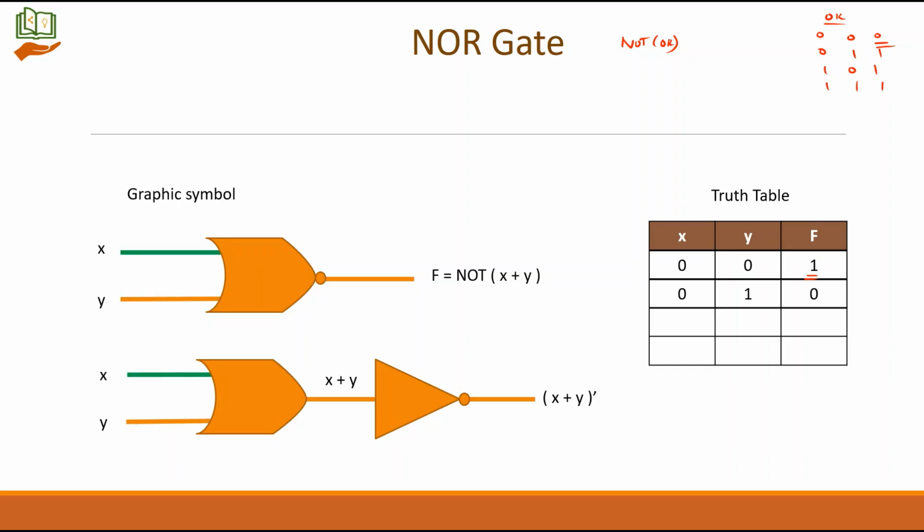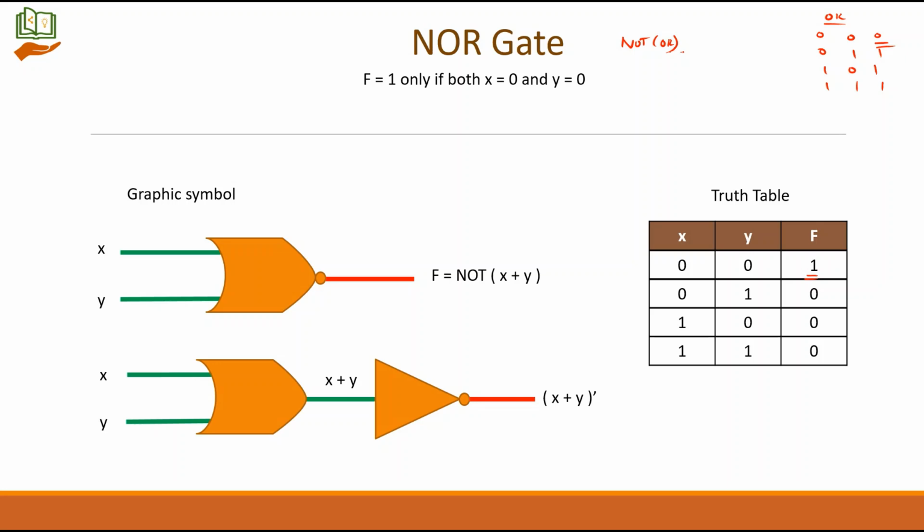X is equal to 1, y is equal to 0. 1 plus 0 will give you 1. Inverting 1, you will get 0. 1 NOR 0 will give 0 as the F value. What about x is equal to 1 and y is equal to 1? 1 plus 1 will give you 1. When you pass it through the inverter gate, this becomes 0. So 1 and 1 will give you 0 here.